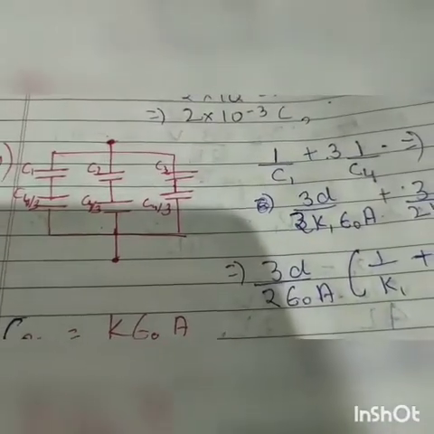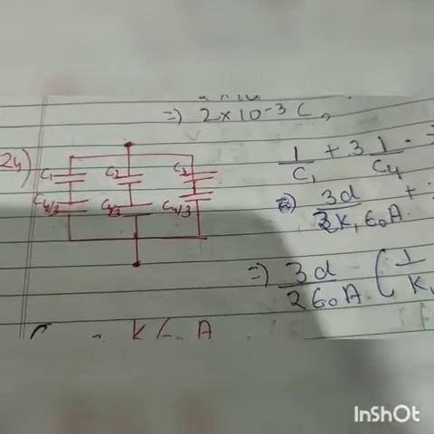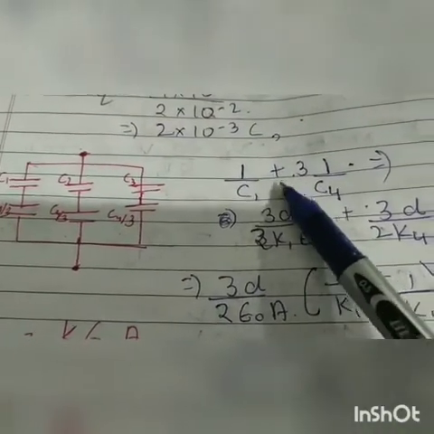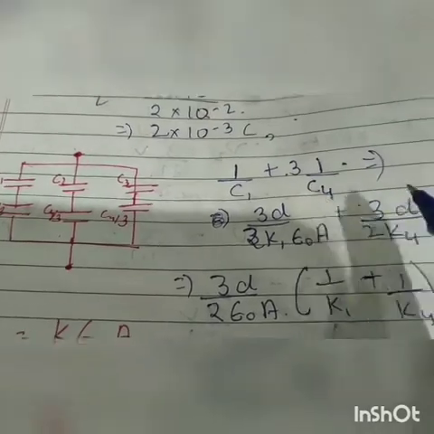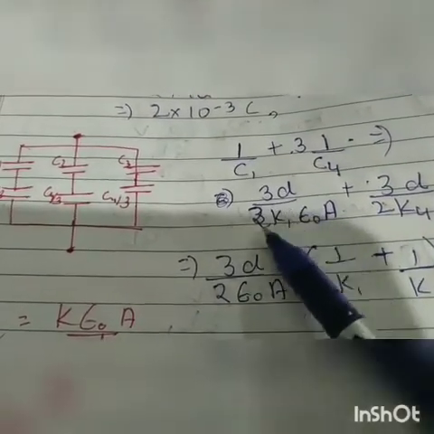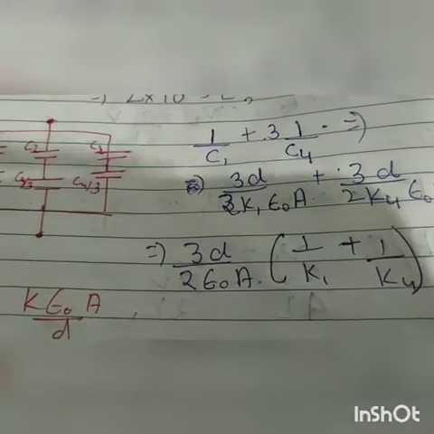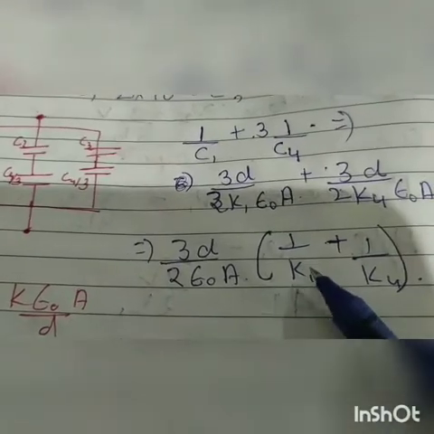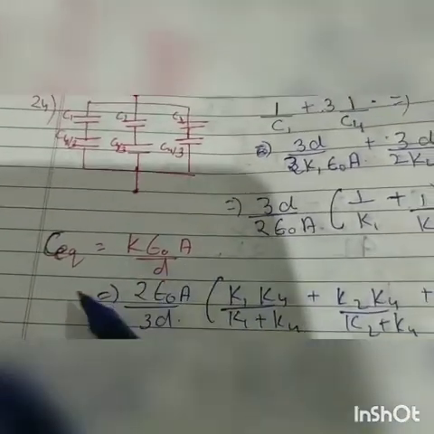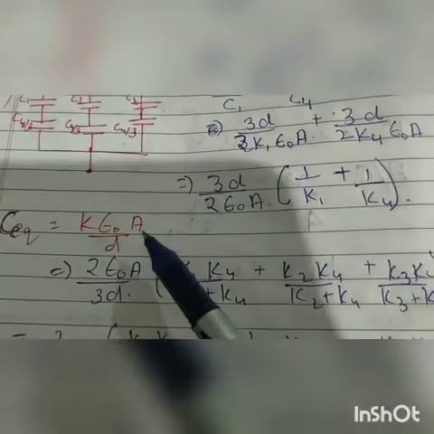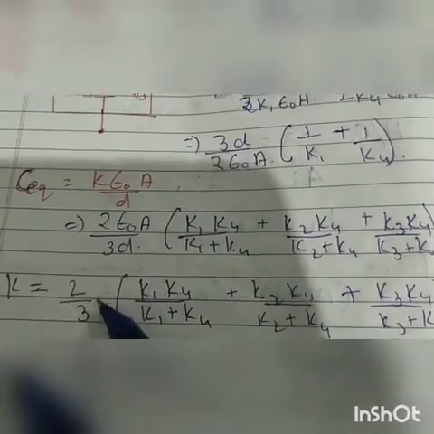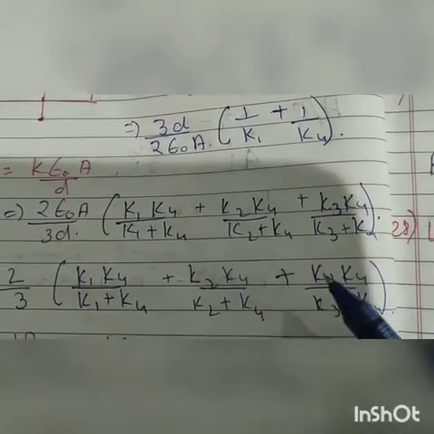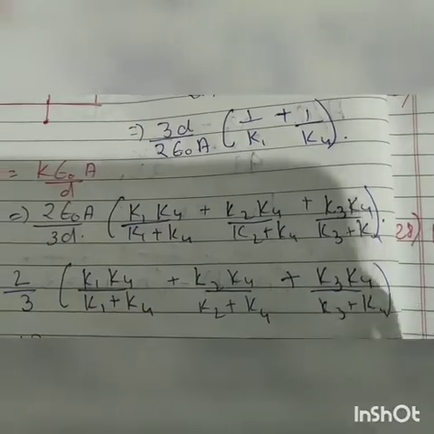As we arrange these dielectrics in the form of a capacitor, we get this type of combination. So here 1/C1 plus 1/C4 is equal to, putting the values, 3d/(2K1 ε0 A) plus 3d/(2K4 ε0 A), and it's 3d/(2ε0 A) times (1/K1 + 1/K4). Here also C equivalent is equal to Kε0 A/d. So we put in the values, and the answer is 2/3 times K1K4/(K1+K4) plus K2K4/(K2+K4) and K3K4/(K3+K4).